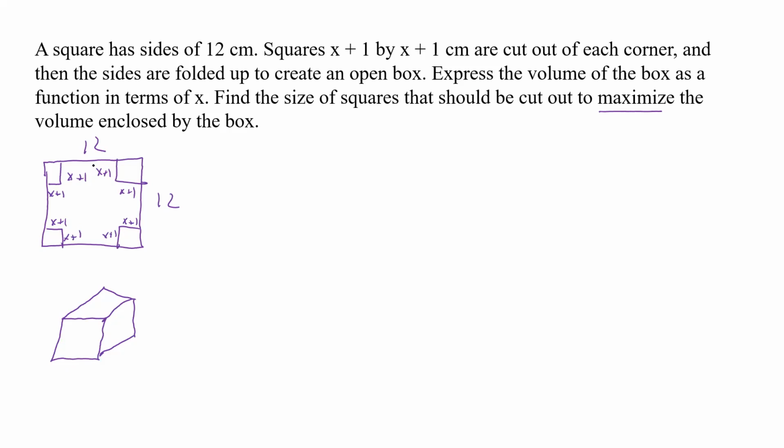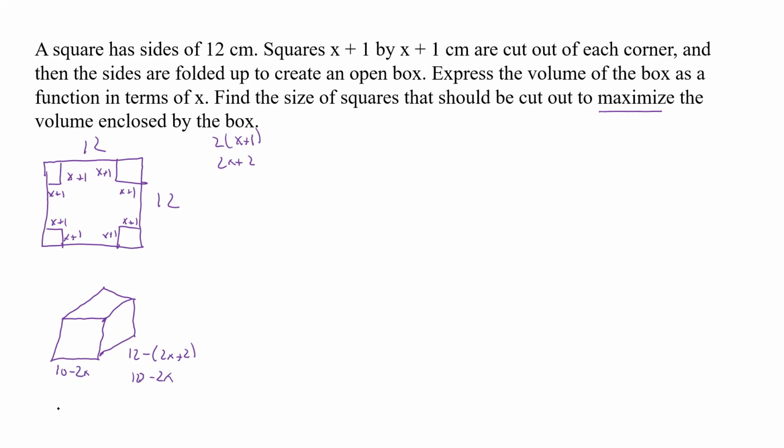And now these are going to be weird because we're taking x plus 1 times and subtracting it twice. So if we have x plus 1 times 2, that's 2x plus 2, and we're taking 12 minus that. So each side is going to be 12 minus (2x plus 2), and so that's going to be 12 minus 2, so that's going to be 10 minus 2x. So each side is going to be 10 minus 2x. So that's how we're getting the sides now.